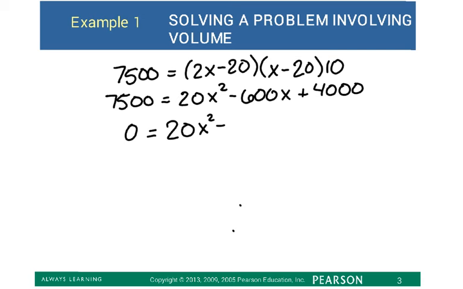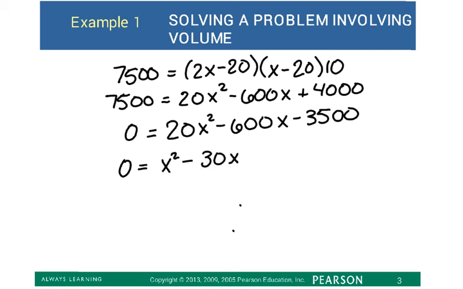And when we subtract the 7,500 from the 4,000, what we end up getting is 3,500. And now let's simplify this a little bit. I think we can divide everything by 20. And when we do that, it's still equal to 0 on this side, because 0 divided by 20 is still 0. Divide by 20 in the first term, we get x squared. Divide 600 by 20, get 30x. And 3,500 divided by 20, 175.